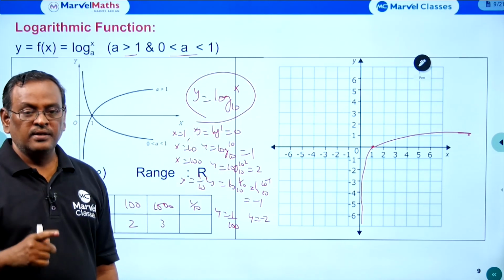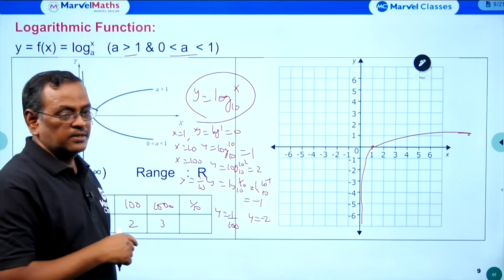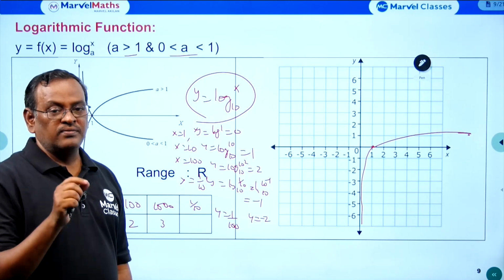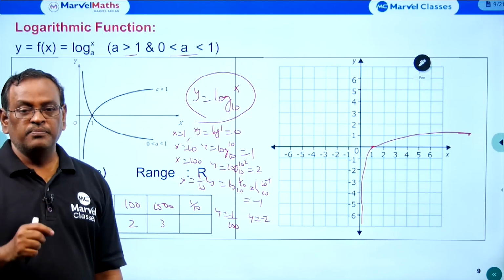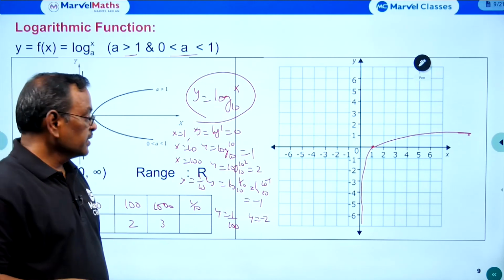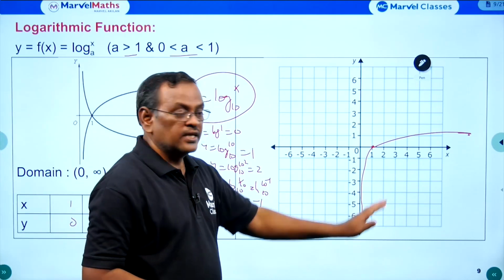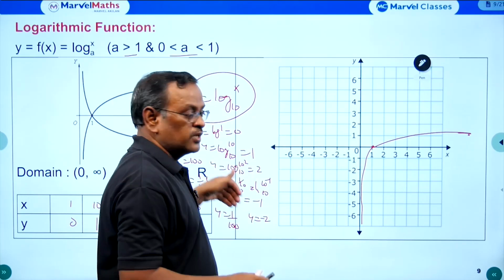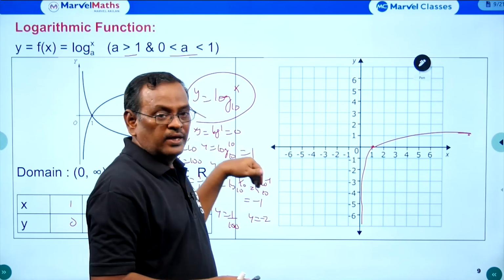Very important. In a logarithmic function, that is log x to the base a, the value of x is always strictly greater than 0. Only a positive value you can substitute. You can't substitute 0 as well as a negative value. That is the reason the graph is on the right side of the y-axis. 0 is not possible, and a negative value is not possible. There is no curve to the left of the y-axis.